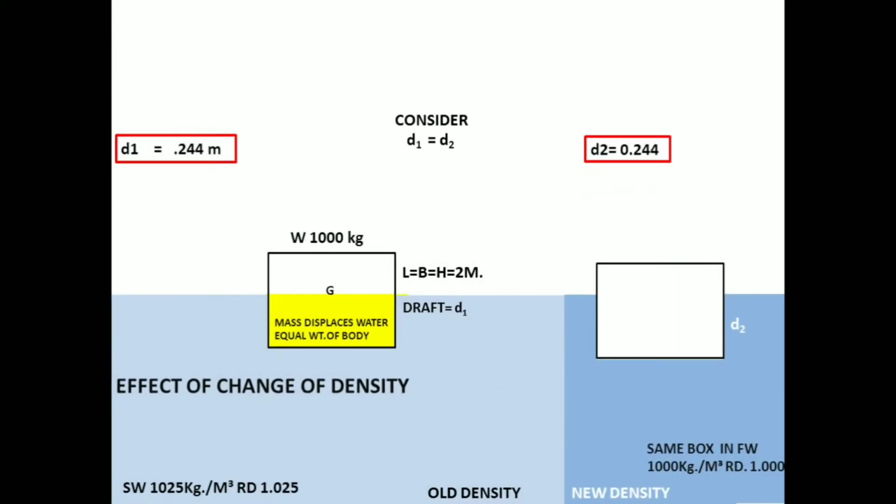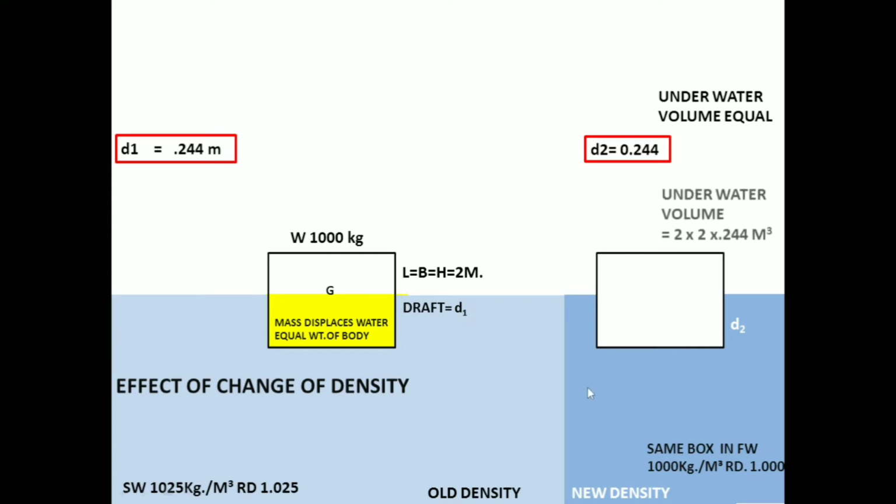Now let me just consider that in both the cases, that's old density and new density, the drafts are the same. So I just brought in the ship with same drafts here. So in this case, underwater volume in both the cases would be the same, because length, breadth, and depth are the same. So underwater volume would be the same in both the cases.